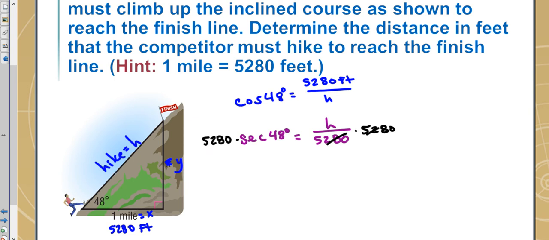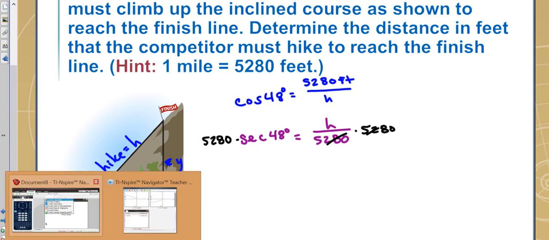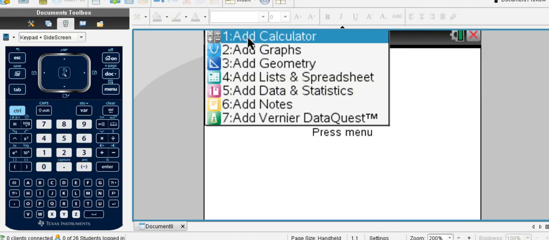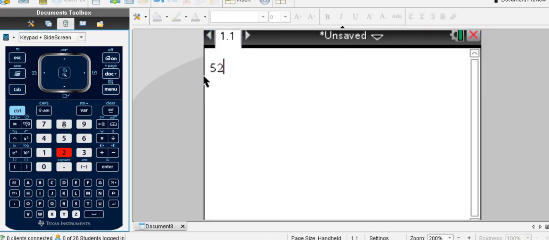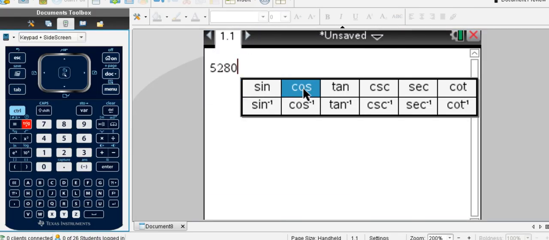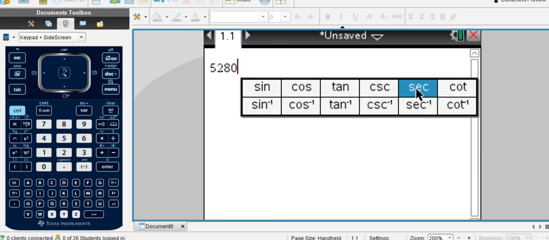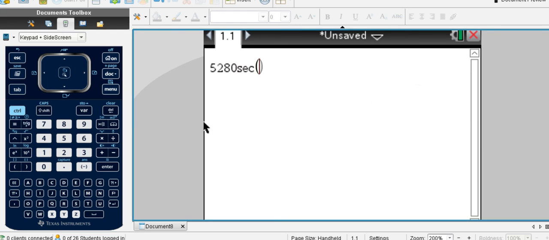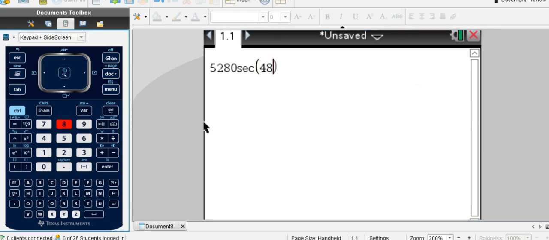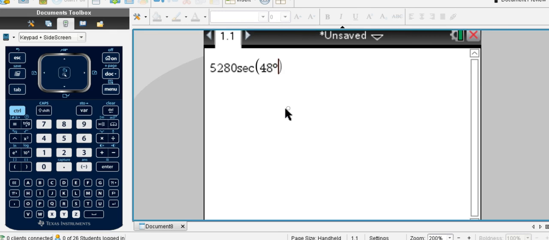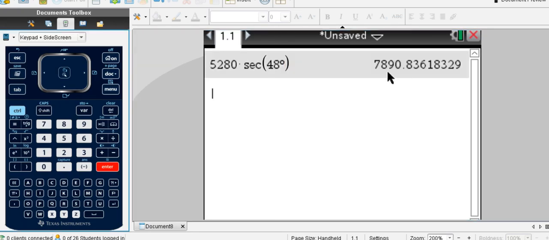If I type that in the calculator, it should give me my answer. So we go over here, calculator, 5280 times secant of, was it 48 degrees, I believe? And the degree symbol is next to the pi button. Let me check it. Yep, type that in, press enter. This is the distance of the hike. And we'll round it to the nearest foot.